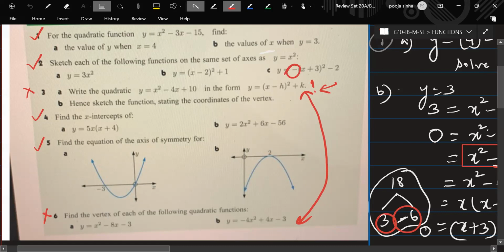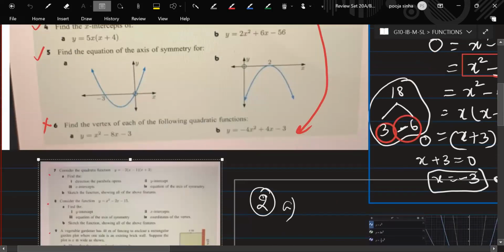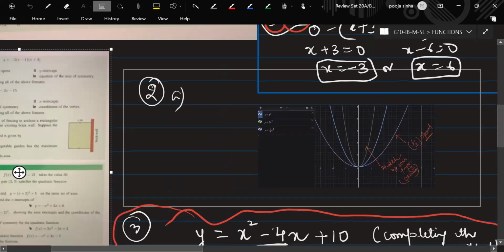So here we'll have it moving 3 to the left, 2 down, and reflected. Reflected, yeah, right? Arya got it? Yeah, miss.